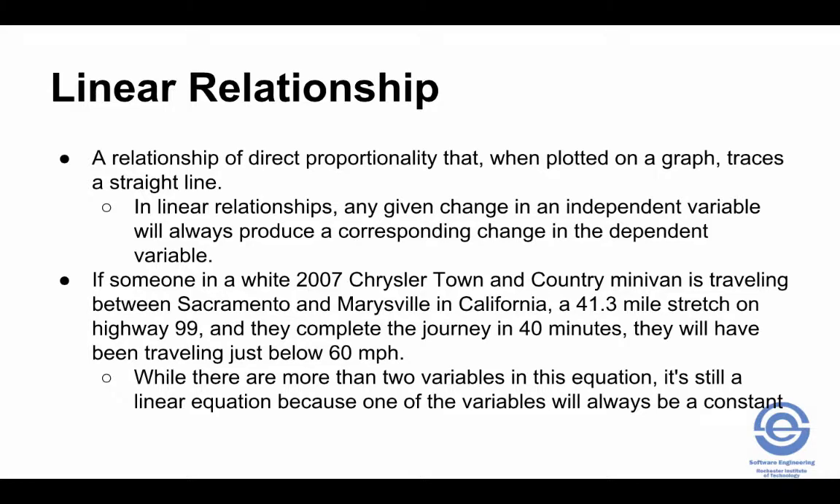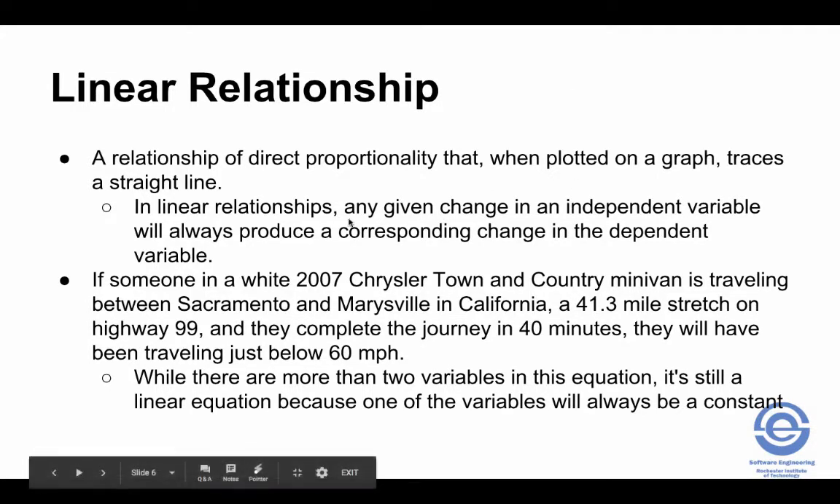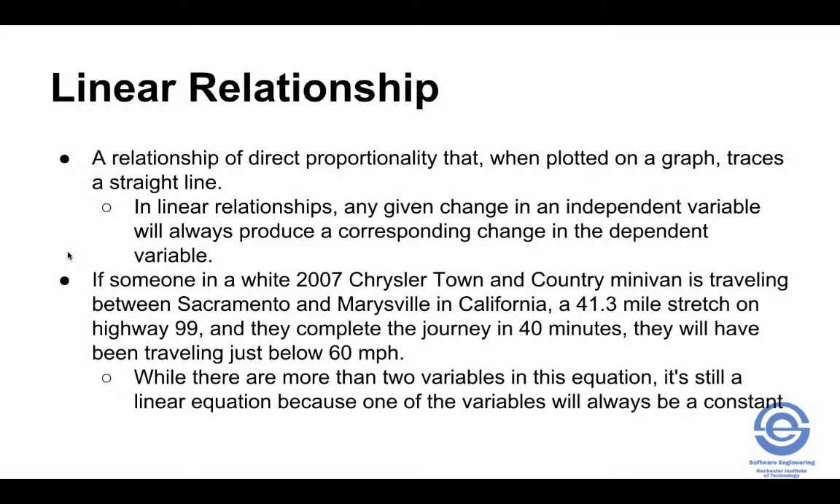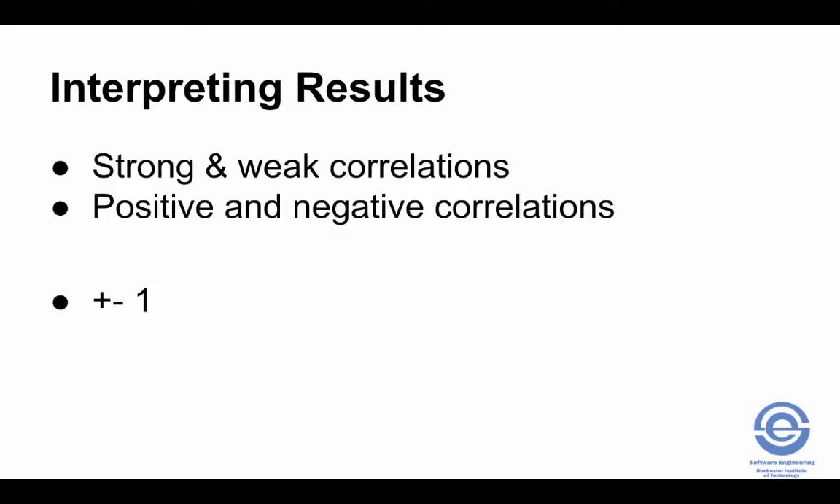A good old-fashioned example could be this example I have of the minivan, where it's driving at a straight speed along a highway, and it takes a certain amount of time to get there. Therefore, it would be a linear relationship between those two items. So you can think of a linear relationship as a direct relationship between two items. And we'll talk about that in a little bit.